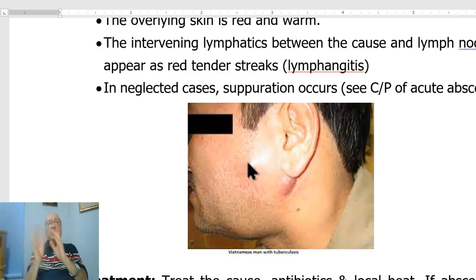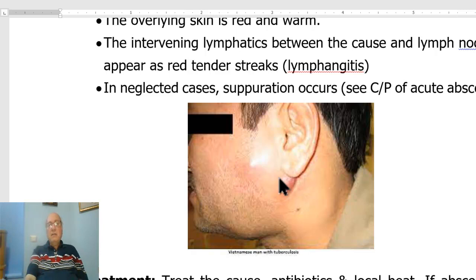Therefore, manifestation of the cause, in addition to other manifestations of acute inflammation, manifestations of toxemia like fever, headache, anorexia, malaise. Locally, the affected lymph node is enlarged, mobile, firm in early cases. But if suppuration occurs, fluctuation occurs. The lymph node is painful and tender. The overlying skin is red and warm.